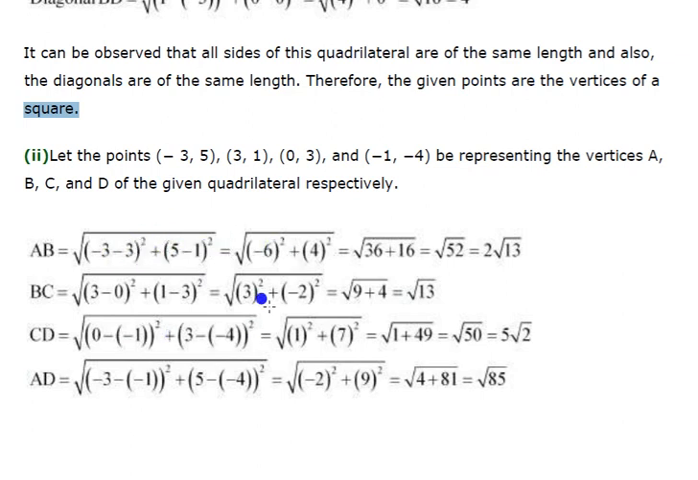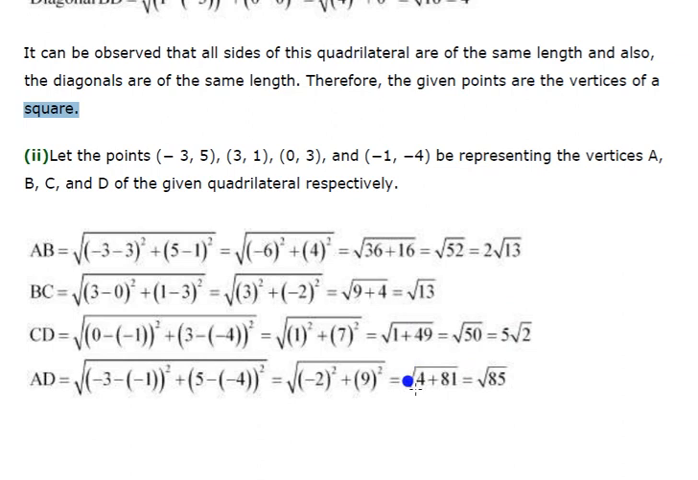In the same manner which I have done in the previous question, I am solving this question. So the result in this question will be: AB is 2 root 13, then BC is root 13, then CD is 5 root 2, then AD is root 85. So see here, not a single side is equal. So if the sides are not equal, then there is no need to go for the diagonal, because it is not giving any clue that it is a special type of quadrilateral.